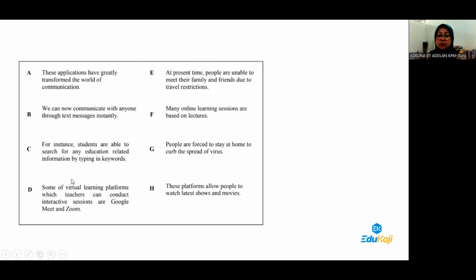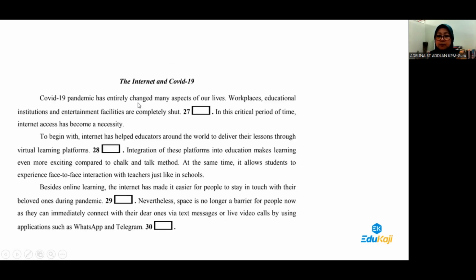So which will go hand in hand with the previous paragraph. For example, like this: the COVID-19 pandemic has entirely changed many aspects of our lives. Workplaces, educational institutions, and entertainment facilities are completely shut. So this is the situation at that time. So what happened in this critical period of time?